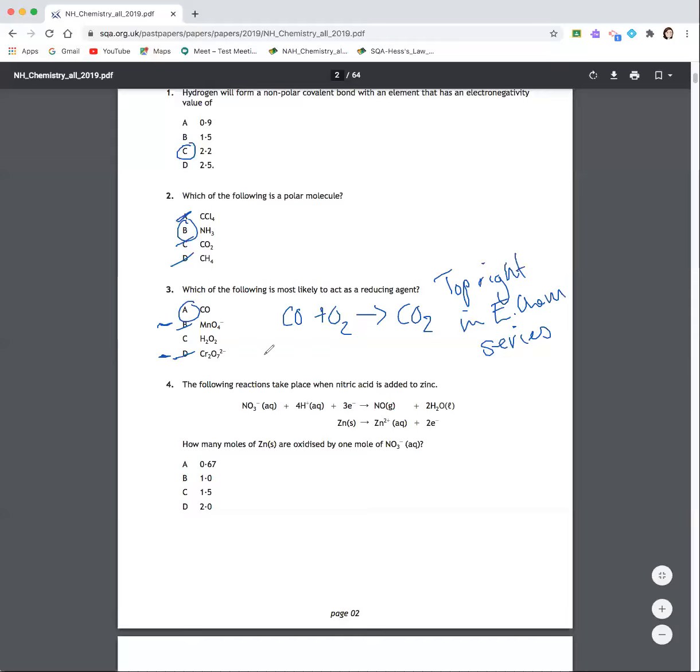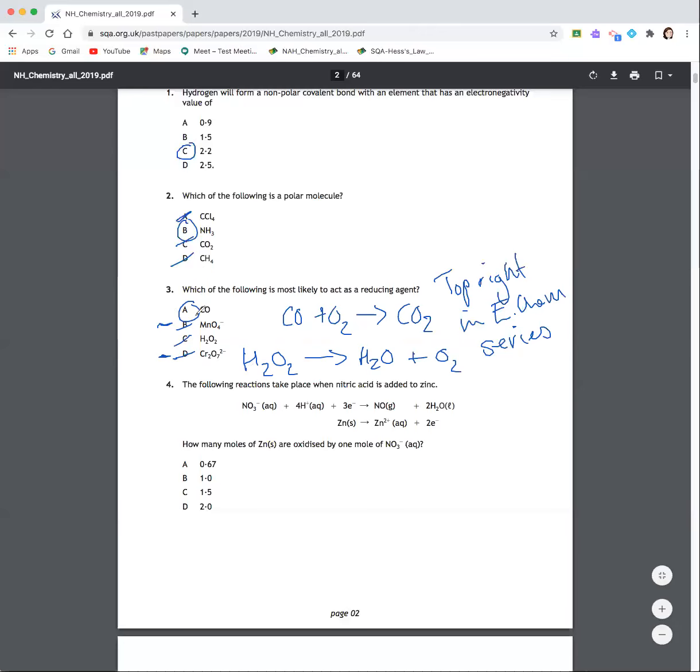But if we look at hydrogen peroxide as well, hydrogen peroxide breaks down into water and oxygen. Okay, so it's lost oxygen, which means it's been reduced. And because it's been reduced, that makes it a good oxidizing agent. So hydrogen peroxide is an oxidizing agent as well.